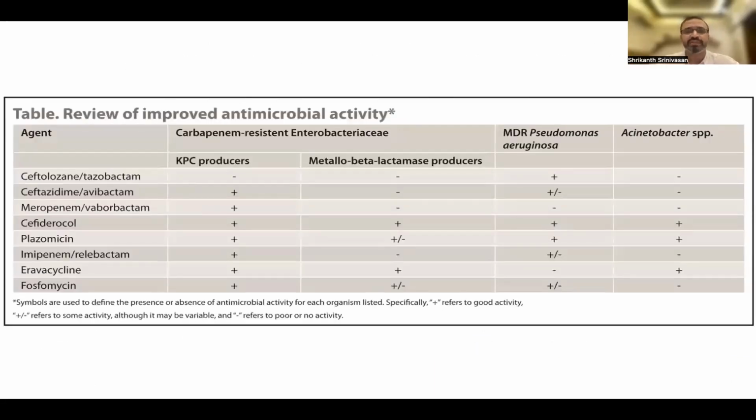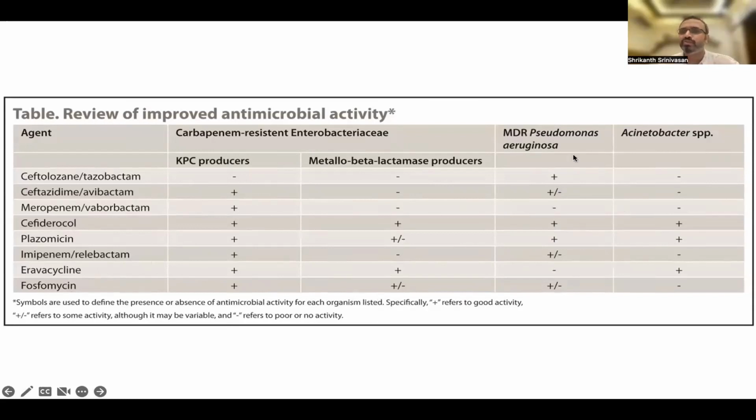So this is a review of the major activity. We talk about KPCs. Most of these newer combinations we have talked about are effective against KPC producers. When we talk about metallo-beta-lactamases, the NDM strain, the type B, only cefiderocol, plazomicin to some extent, eravacycline to some extent, and fosfomycin to some extent.